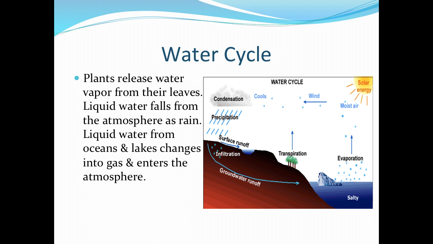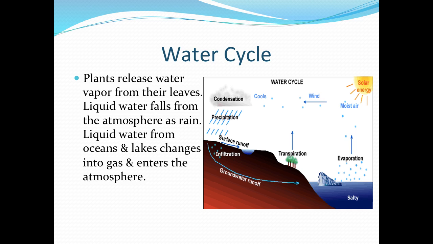Water cycle. Plants release water vapor from their leaves. Liquid water falls from the atmosphere as rain. Liquid water from oceans and lakes changes into gas and enters the atmosphere. So, the sun's energy starts to evaporate the water molecules, the water droplets from the ocean, from lakes, from rivers, from streams, and it turns from a liquid to a gas called water vapor.